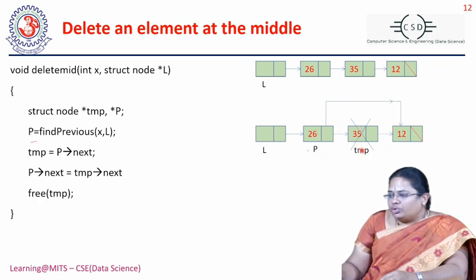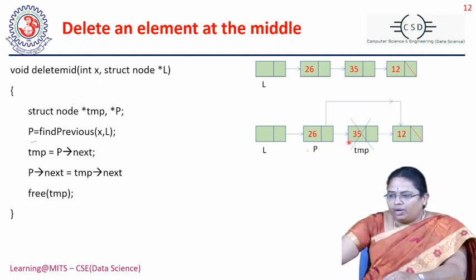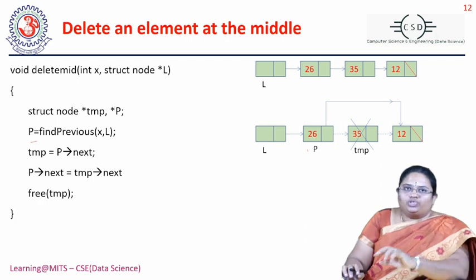So we are storing P next is equal to temp next. This link will be created, and we are freeing the temp cell. If we call the free function, that node will be deallocated in the memory. Like this we perform deletion at the mid position, right?